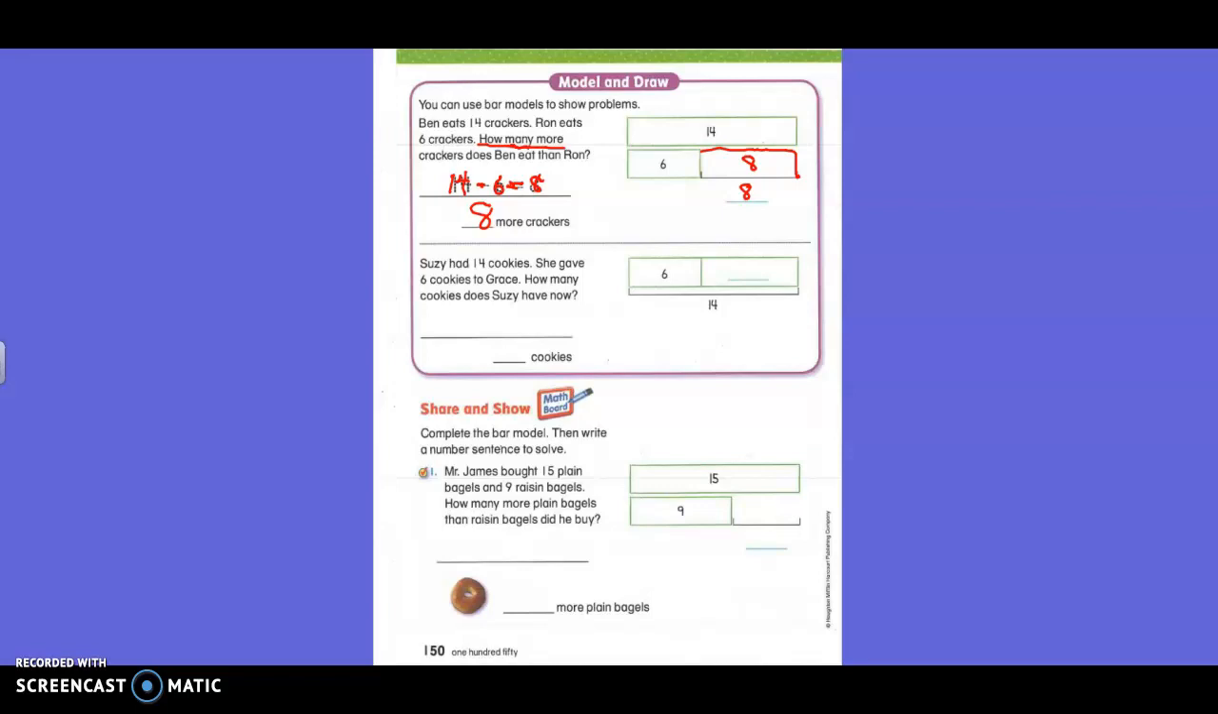The bottom one, let's read it. Susie had 14 cookies. She gave 6 cookies to Grace. If you're giving cookies away, that means you are subtracting. Bingo. Thank you. How many cookies does Susie have now? Now, this is almost the same problem as the top one, boys and girls. You have 14 and 6 again, right? And we're subtracting again, right? Okay, our bar model looks a little different.